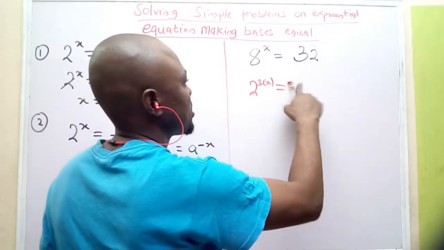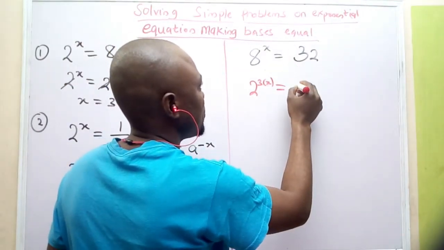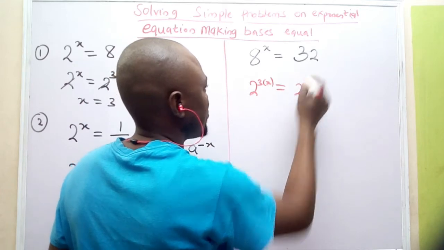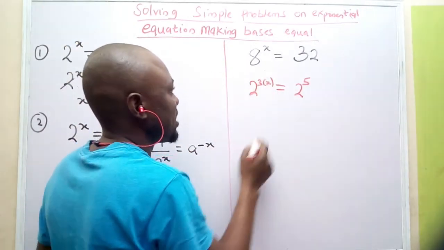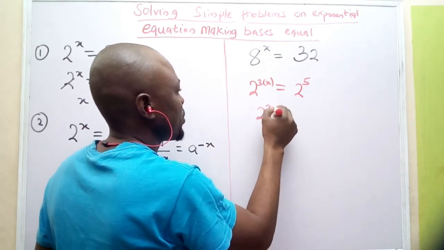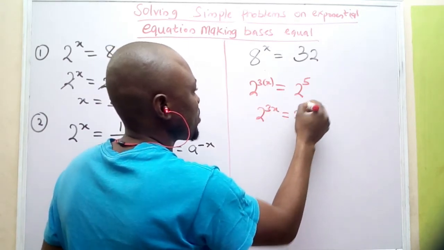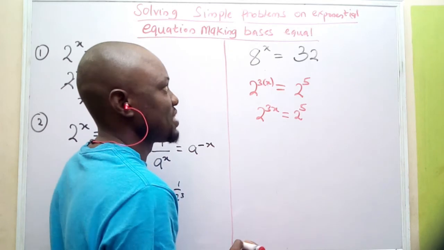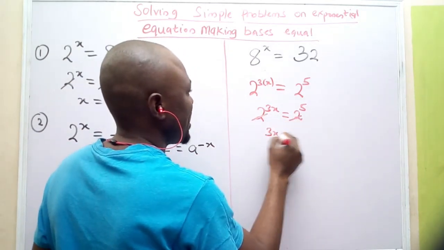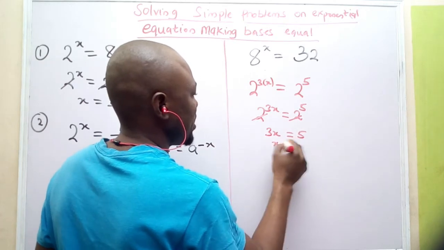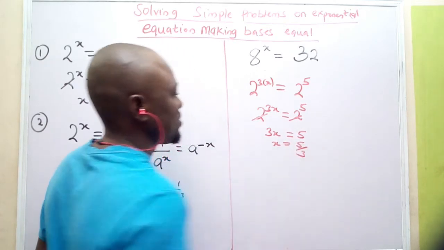And 32 will be 2 to the power of 5. So 3 times x is 3x, so I have 2 raised to the power of 3x equals 2 raised to the power of 5, because 2 raised to the power of 5 is actually 32. So I'll strike out what they have in common. So 3x equals 5, so x equals 5 over 3.